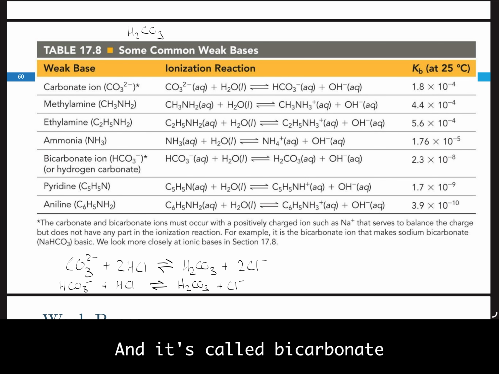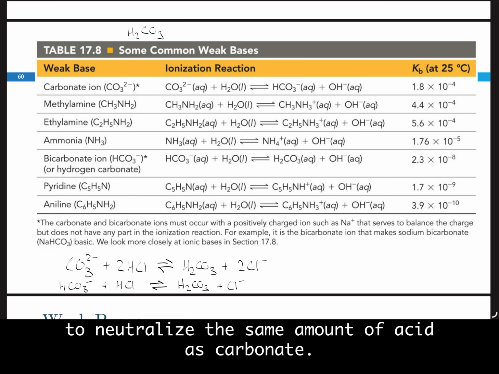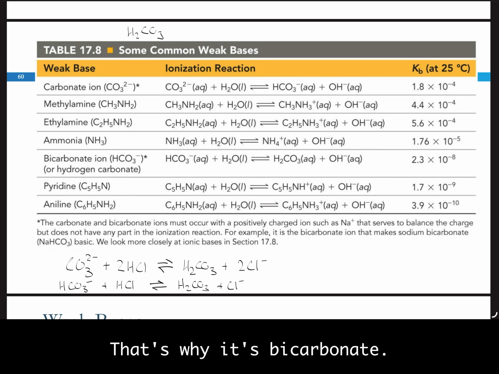And it's called bicarbonate because it takes twice as much. Bicarbonate, you need twice as much bicarbonate to neutralize the same amount of acid as carbonate. That's why it's bicarbonate.